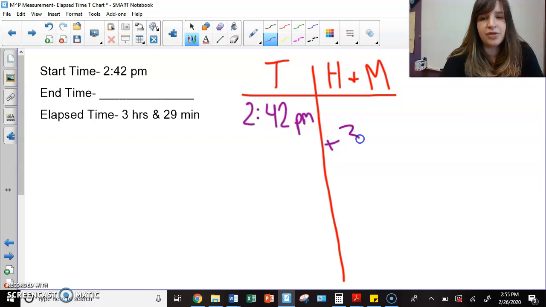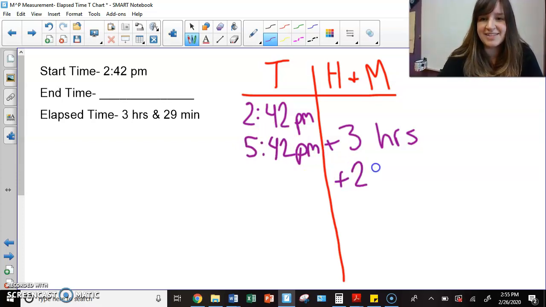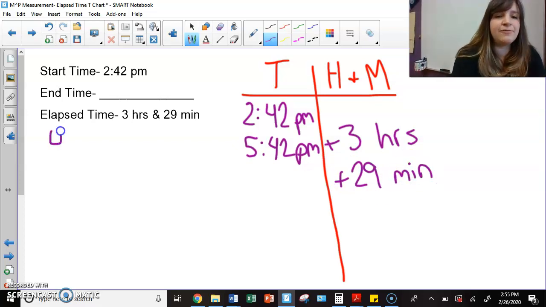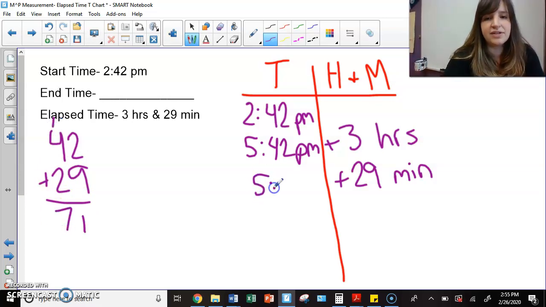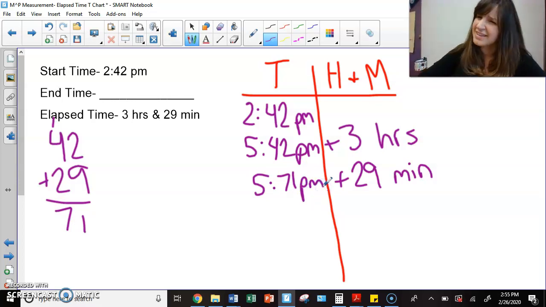And I'm going forward 3 hours. So 2 to 3 to 4 to 5. So I'd end up at 5:42 p.m. Okay, now I have to add 29 minutes. So I'm going to come over here, I'm going to add 42 plus 29. 2 plus 9 is 11, 4, 5, 6, 7. So I get 5:71 p.m. Now you might be saying, I don't think that's a time.